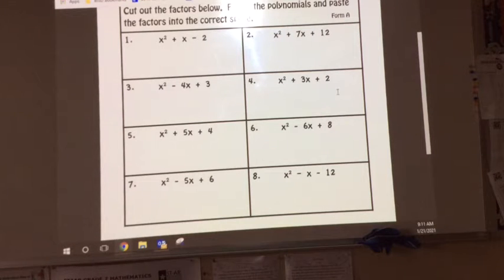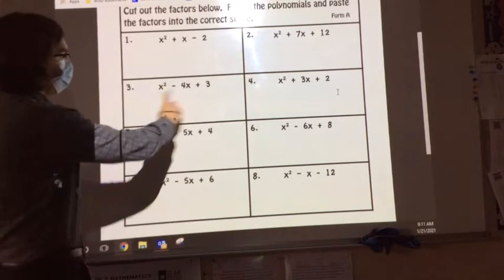All right, so step one is we're going to multiply our A term by our C term. So 1 times 3, right? Yep.